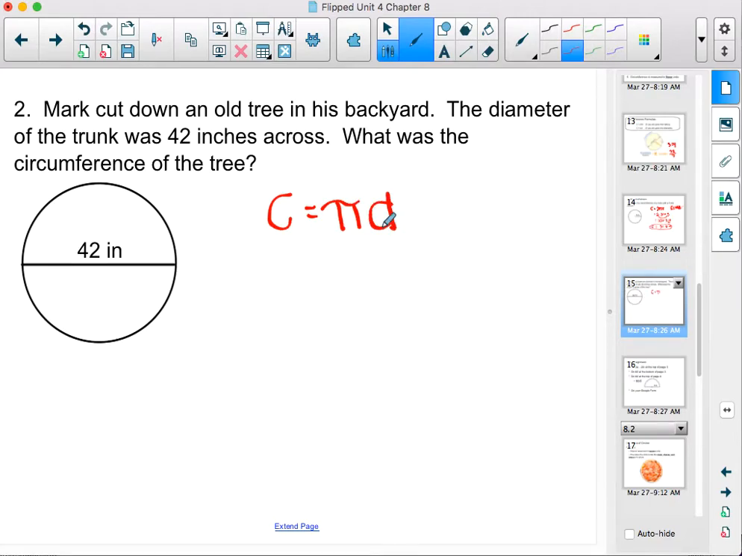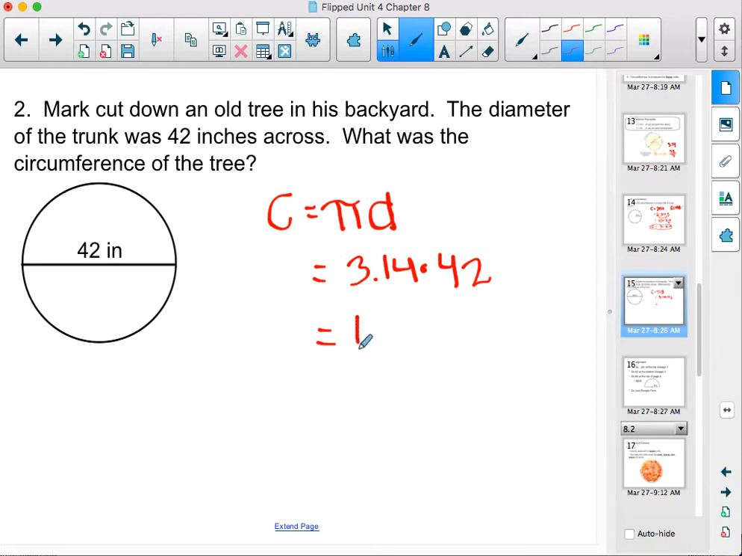Please remember, I want to see that formula written down in your notes. Pi is 3.14 and d is 42. If we go ahead and finish that up, I'm going to do this multiplication really quickly on a calculator. And I'll do 3.14 times 42. I'm getting 131 and 88/100ths.